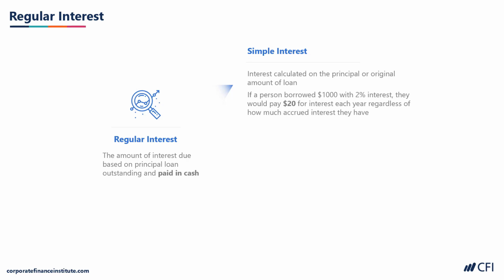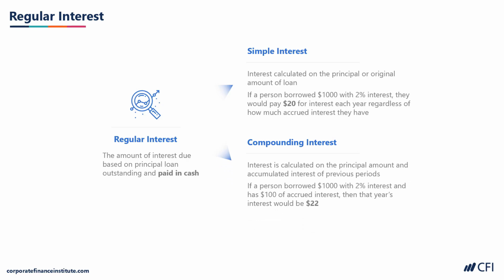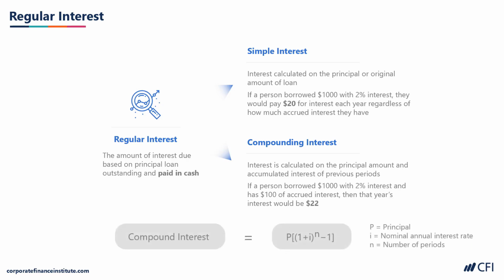There's simple interest, which is where, for example, if you have a $1,000 loan with a 2% interest rate, the interest expense is $20 in every period, regardless of how much time has gone on, assuming the 2% is fixed. And then there's compounding interest. With compounding interest, with the same $1,000 loan at 2%, if there is $100 of interest that has built on top of the principal, then the interest payment increases to $22, which is 2% of $1,100. So this compounding effect means the interest grows and grows over time.